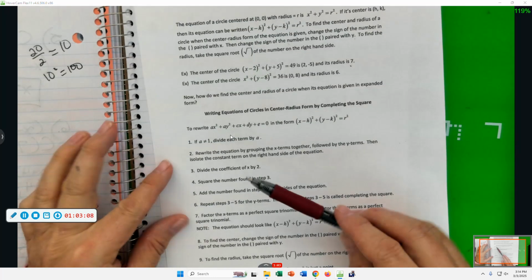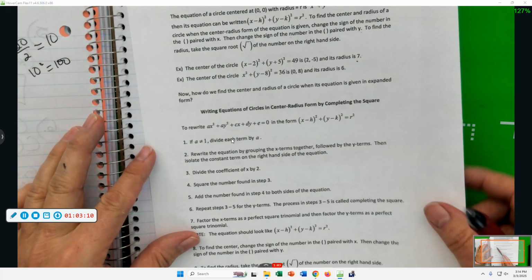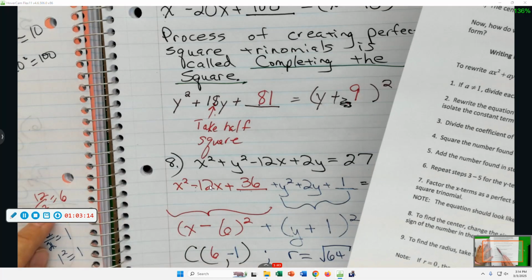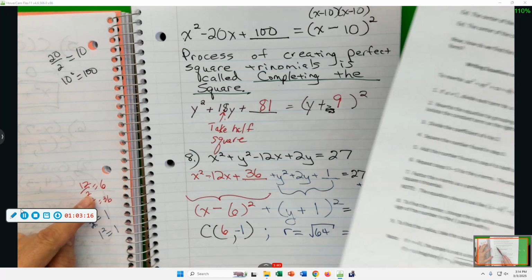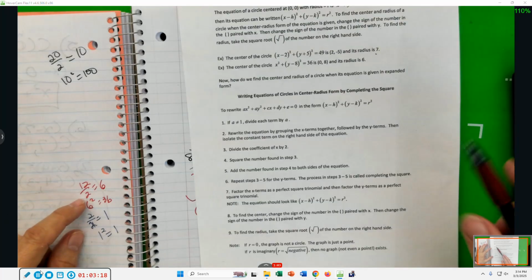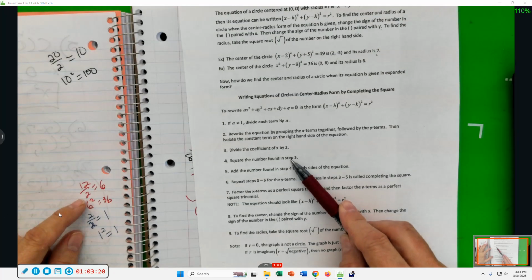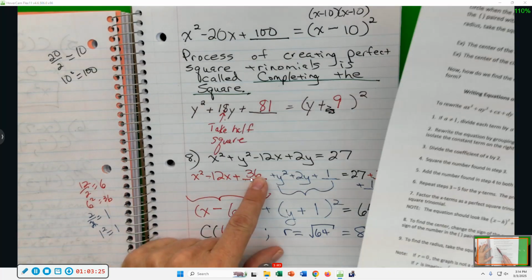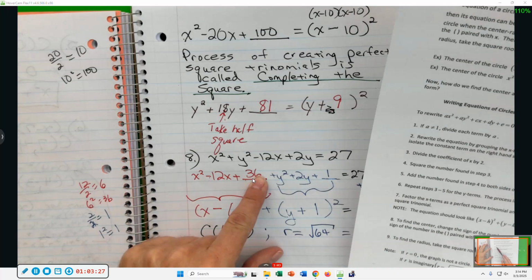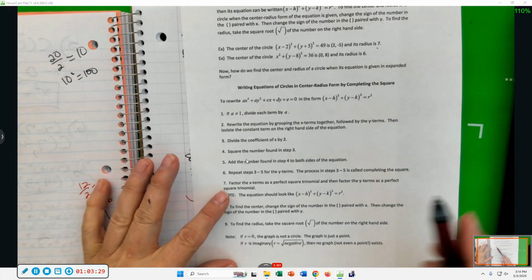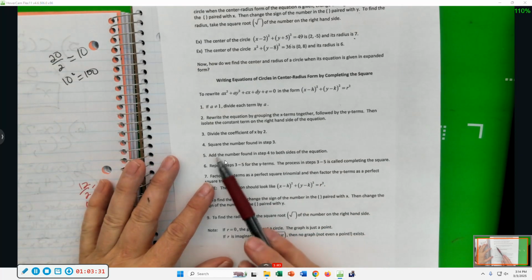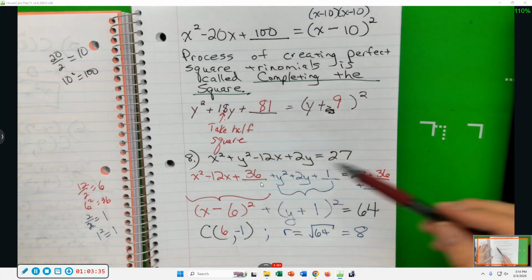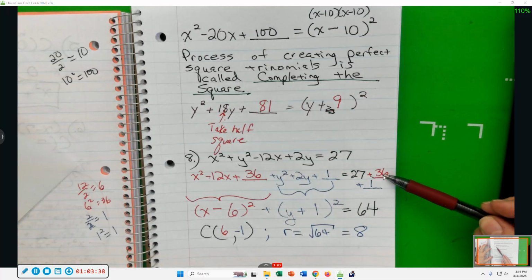Let's see, divide the coefficient of x by 2. 12 divided by 2, that's what I did right here on my scratch paper. That's a 6. Then it says square the number found in step 3. 6 squared is 36. Okay, we add the 36 to both sides. Add that number found in step 4 to both sides. We put the 36 and the 36.